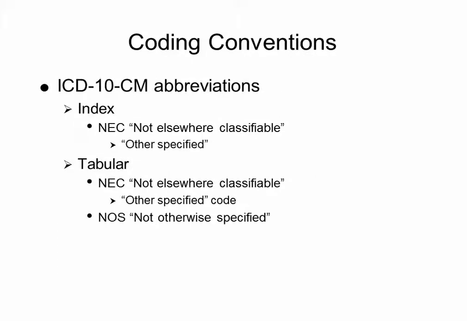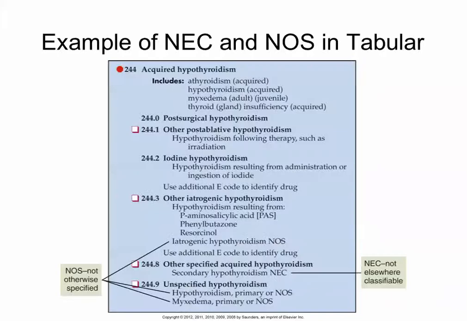All right. We're skipping the ICD-10, so let's scoot right along here. So here's an example. We have acquired hypothyroidism. Let's look at NEC first. NEC, not elsewhere classifiable. 244.8. There's our 8, our fourth digit. Other specified acquired hypothyroidism. Secondary hypothyroidism, not elsewhere classifiable.